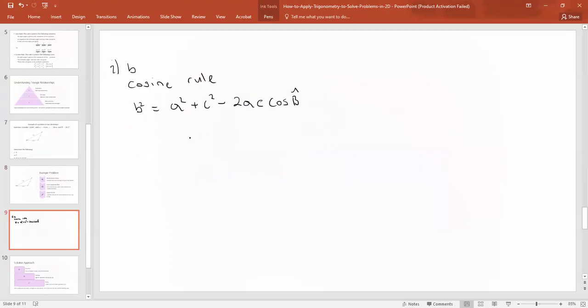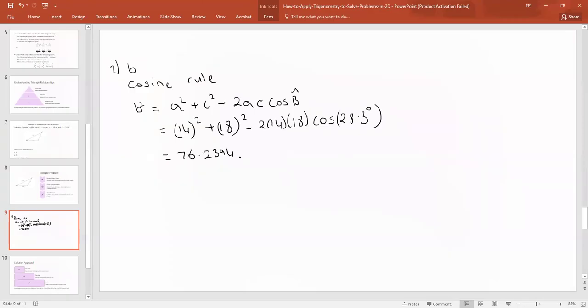We put every value which was given to us in the statement of the problem. So this is going to be 14 squared plus 18 squared minus 2 times 14 times 18 times the cosine of angle B, which is 28.3. This gives us approximately 76.2394. And remember, this is B squared.